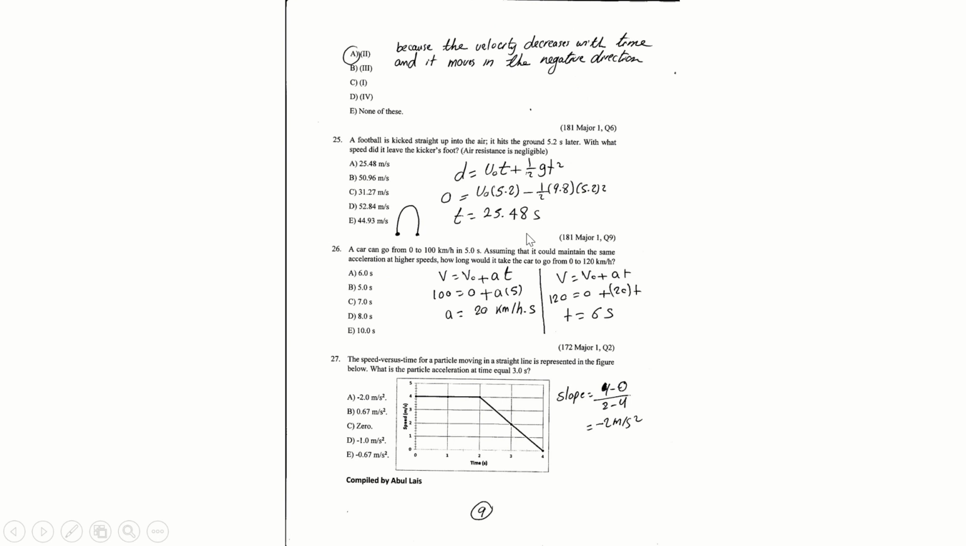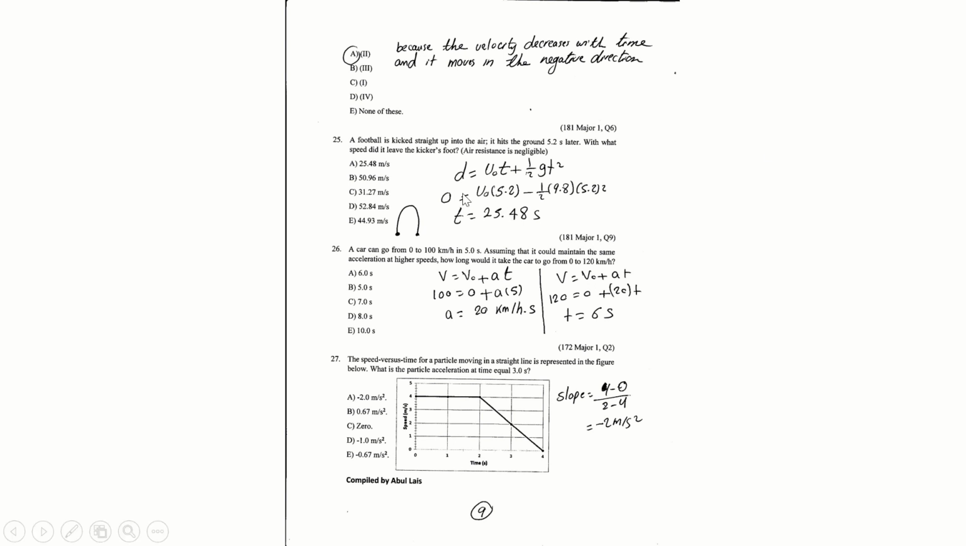Okay, now the next question says that a football is kicked straight up into the air. It hits the ground 5.2 seconds later. With what speed did it leave the kicker's foot? So the idea is someone kicked a ball, the ball moved all the way up, then it moves down again, and they want to know the initial velocity. I need to know the initial velocity of the ball, right?